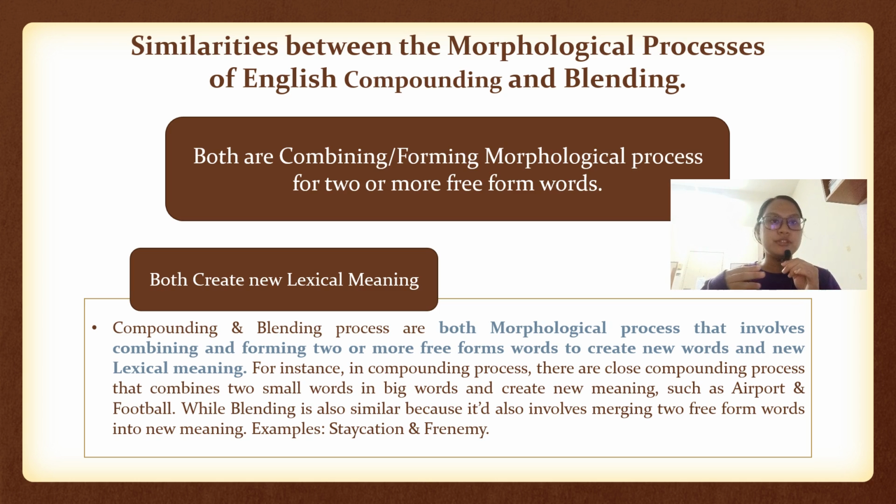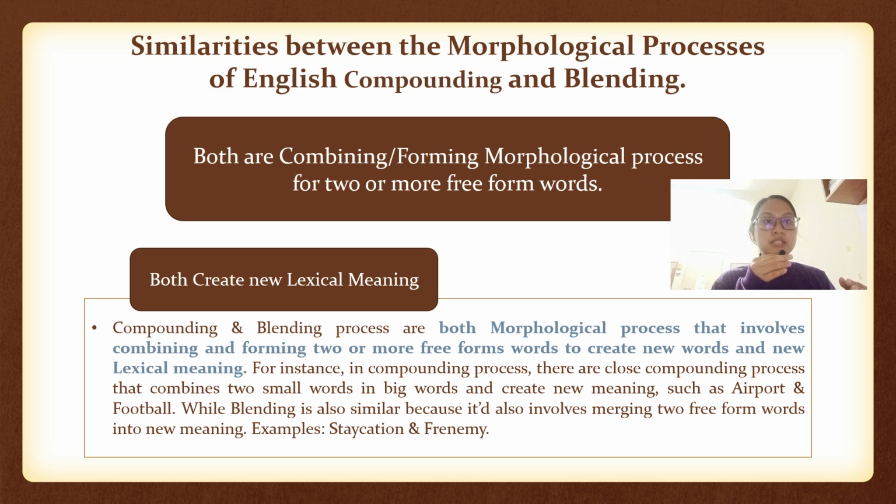Next, we will move on to the first main point of today's topic, which is the similarities between the compounding and blending processes in morphology. The first similarity is that both involve the process of combining and forming two or more free-form words to create a new lexical meaning, which brings us to the second similarity: both processes will always end up creating new lexical meaning. That is the purpose of these two processes.